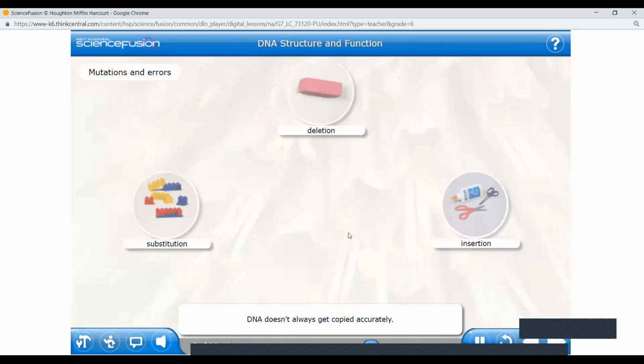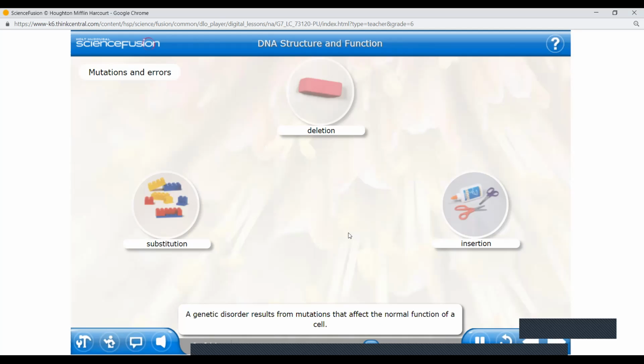DNA doesn't always get copied accurately. Random errors occur, or DNA that is damaged by UV light, chemicals, or other agents can experience copying errors. Cells produce proteins that can fix some errors in DNA. However, sometimes a mutation occurs that is not fixable. A mutation is any change in the bases of a DNA molecule. Some mutations have no effect on a cell, and others can be beneficial. But some mutations can cause diseases.